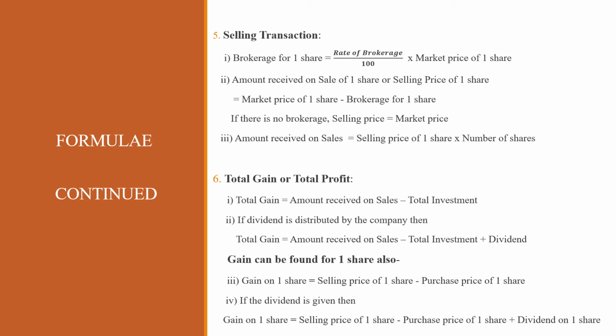If the problem does not mention the number of shares, then we can find the gain for one share also. Gain on one share is equal to selling price of one share minus purchase price of one share. If the dividend is given, then gain on one share is selling price of one share minus purchase price of one share plus dividend on one share.